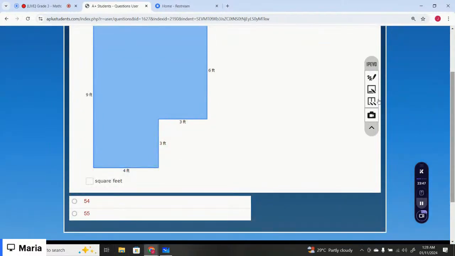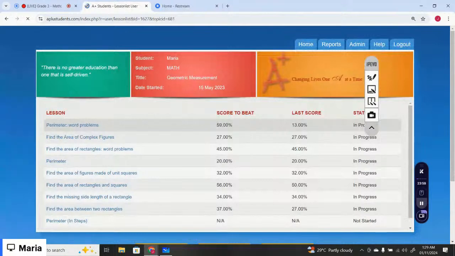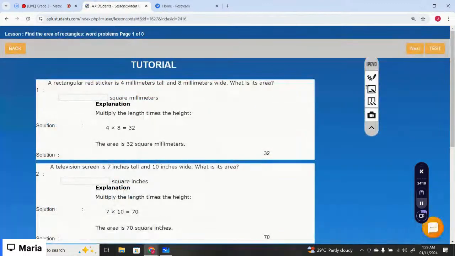Very good. Okay, let's just move on to the next lesson, right? You can complete the lesson by yourself later today. Let me just move on to the next lesson. The next lesson is find the area of rectangle word problems. Let's just start with the lesson. Let's just start with the test questions.